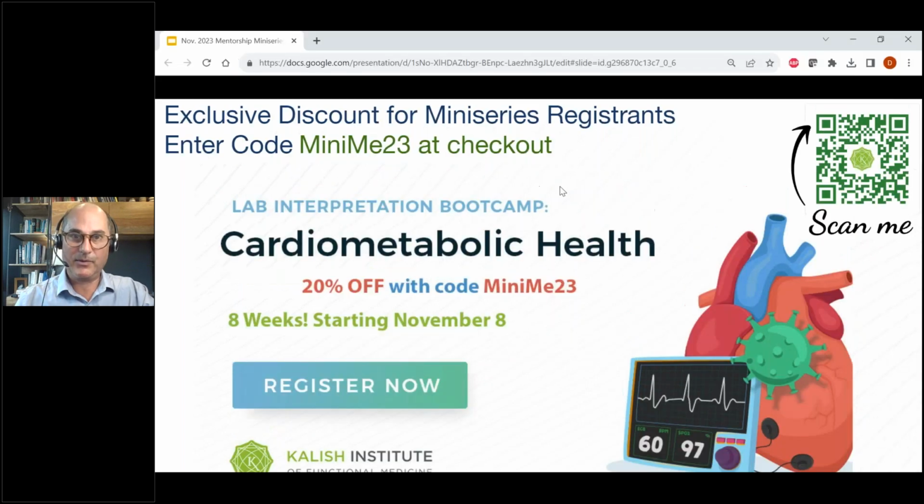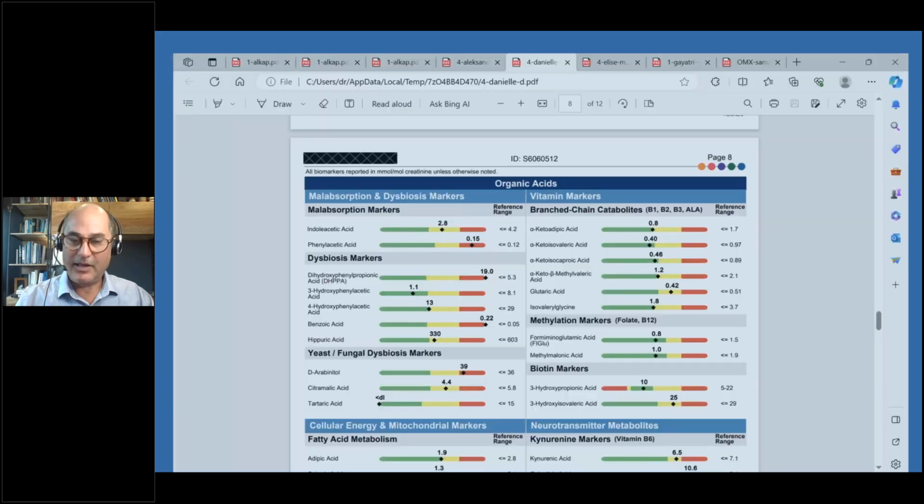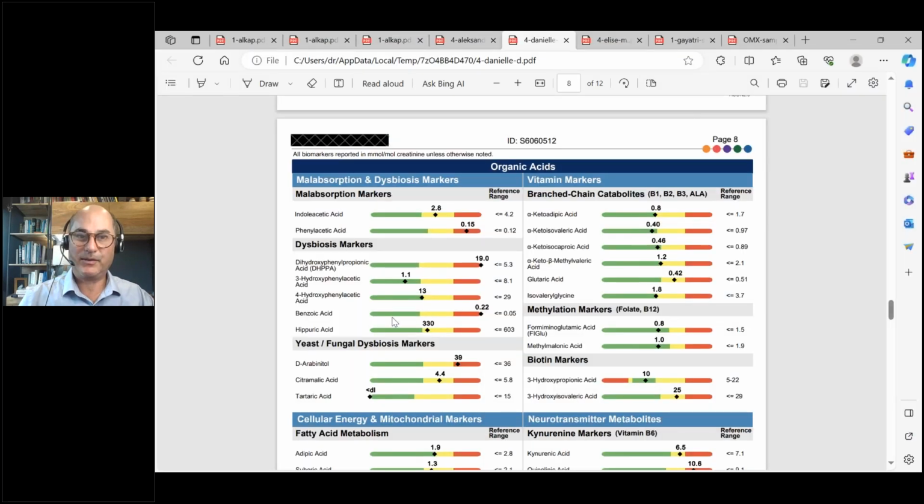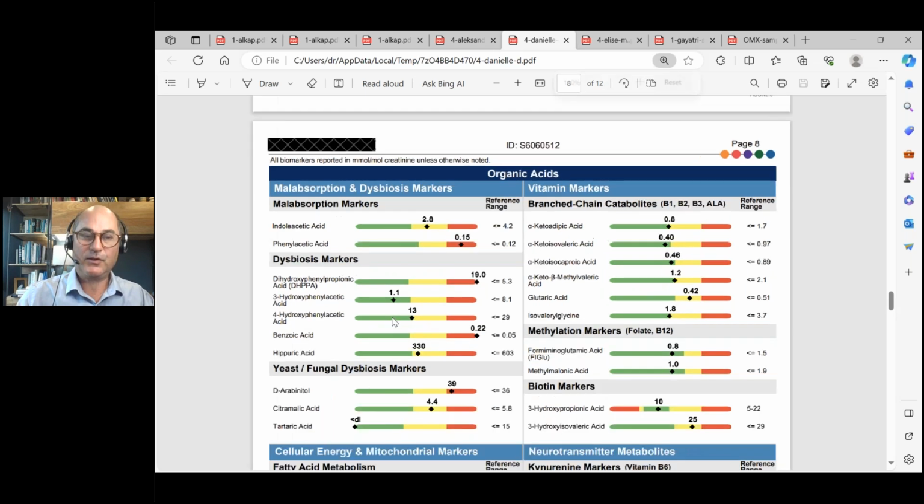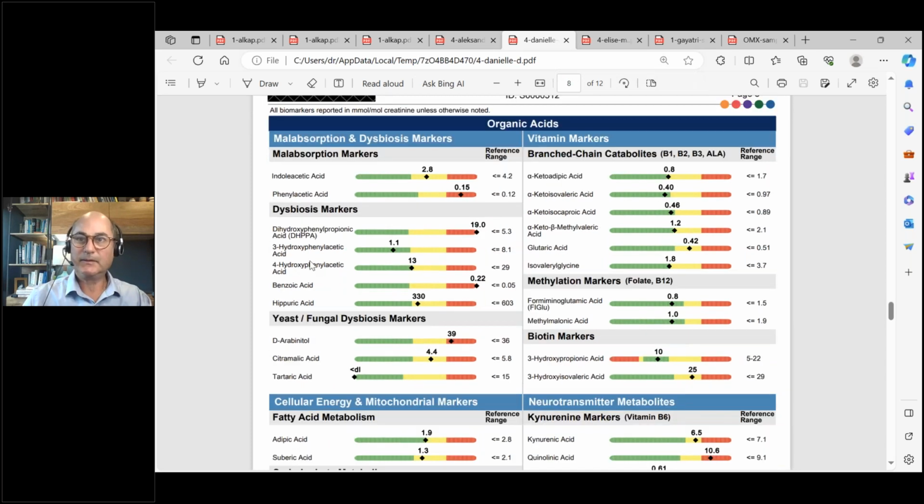So now, I pulled up a bunch of labs. So now let's do some lab analysis and program design. Well, this is easy. We're right at the right place. So let's just start with this one. So this is Nutraval from Genova. And on this test, here's our polyphenol markers.